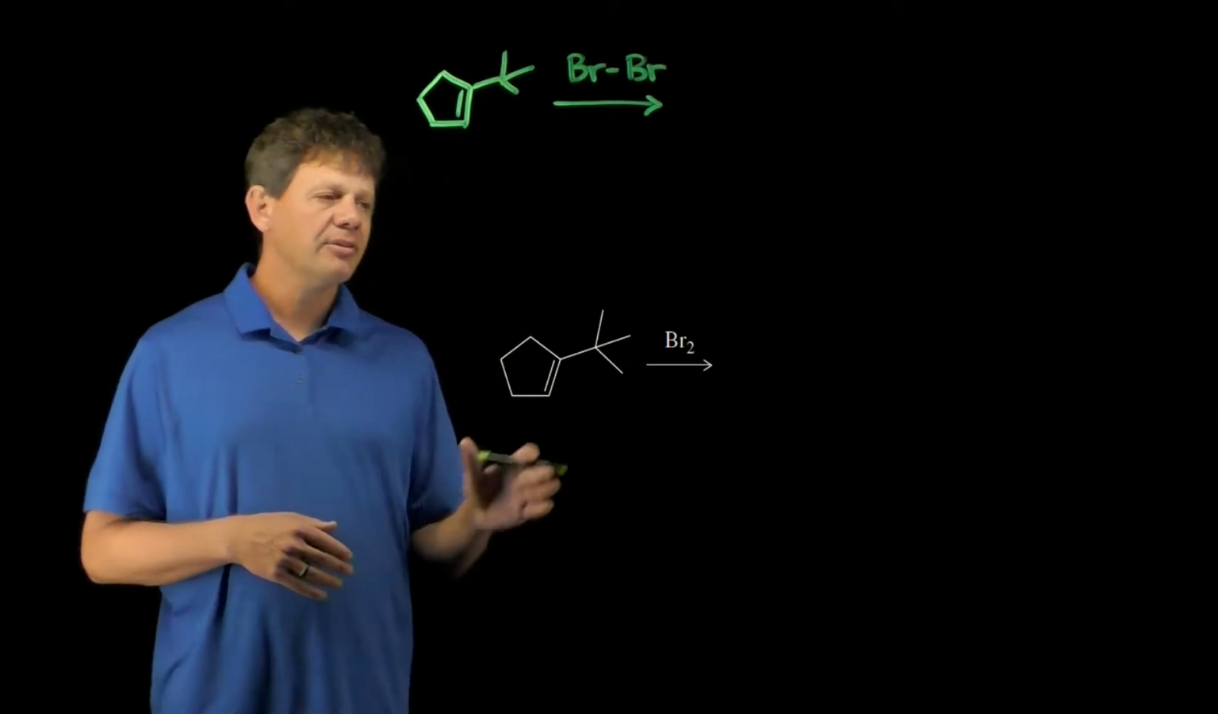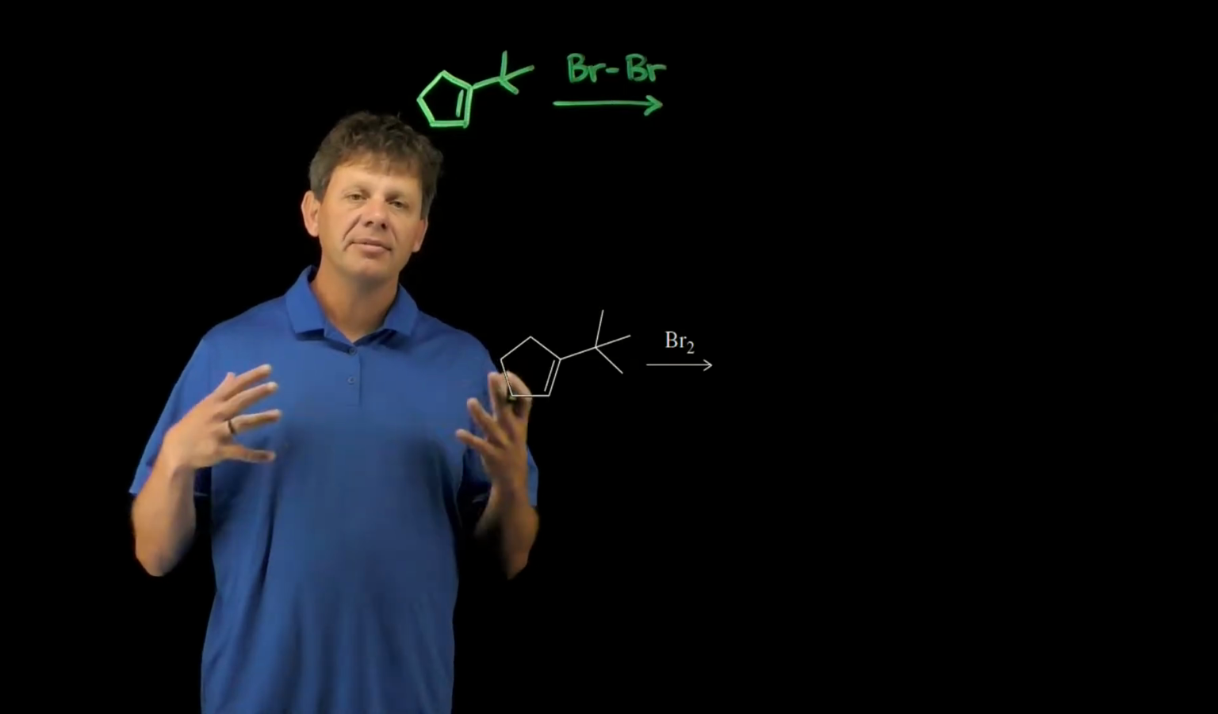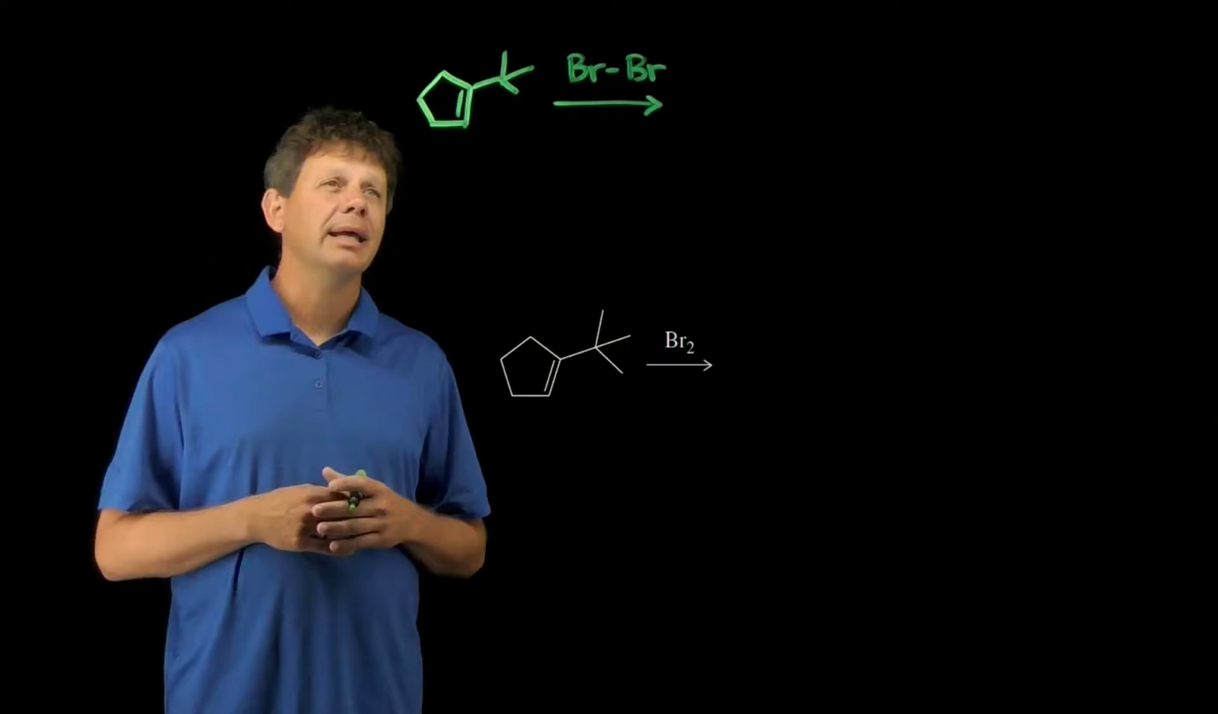Assessment 9.7 asks us to give the mechanism of the reaction of an alkene with bromine. This is going to produce a racemic mixture. We'll only show the mechanism of the formation of one enantiomer.